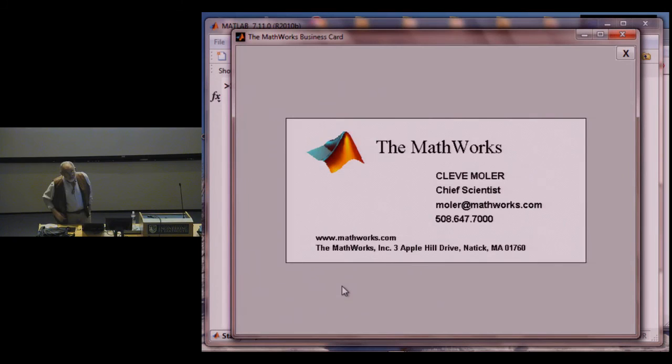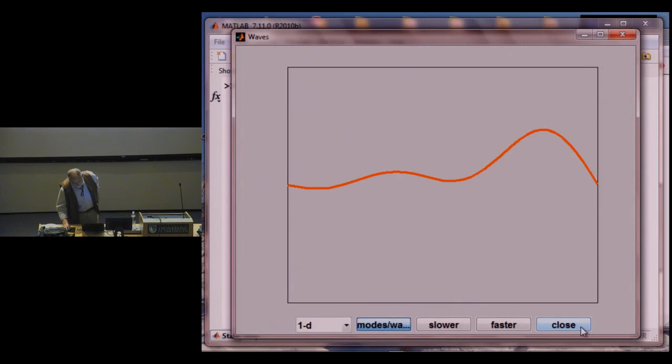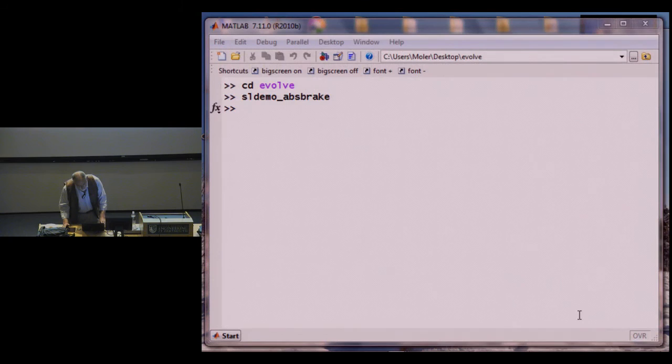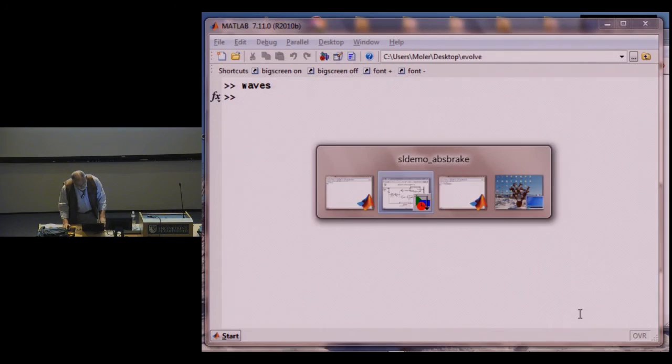Here's my business card. This is my company business card with the logo on it, except it really should look like this. So I want to embed an MPEG player in my business card.